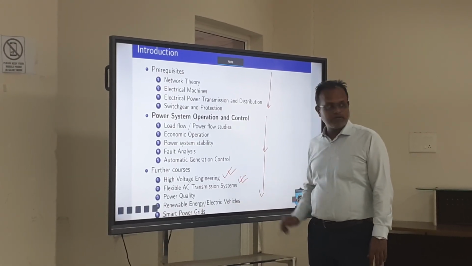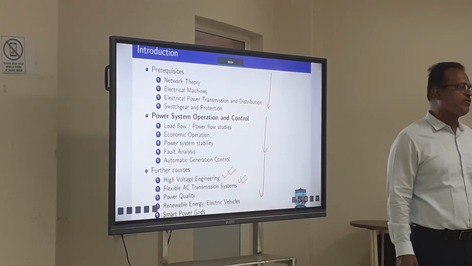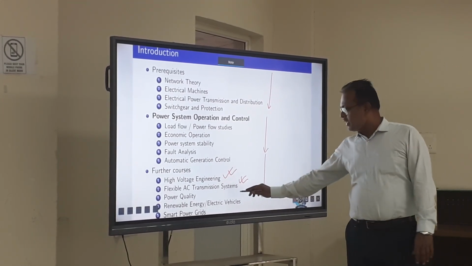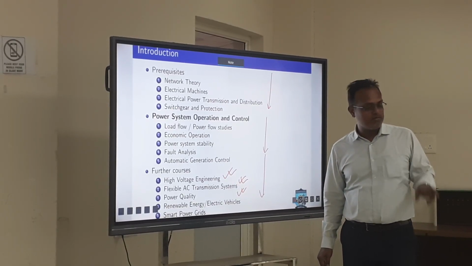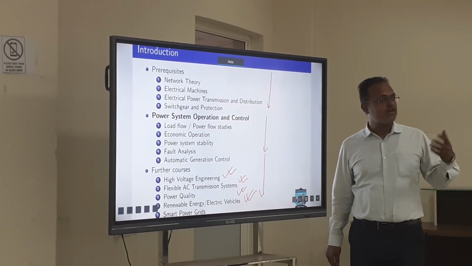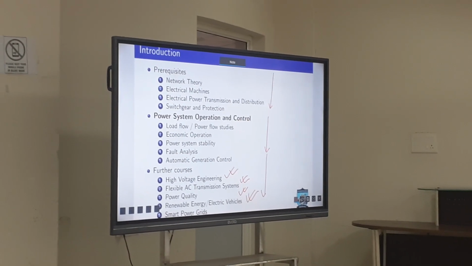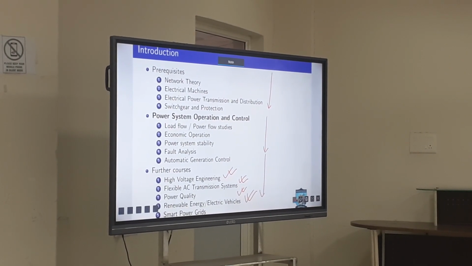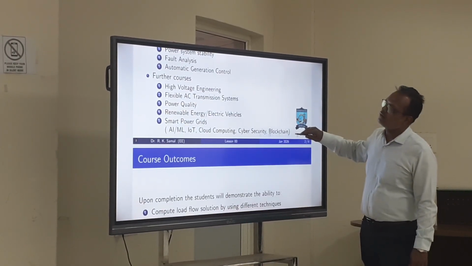Then FACTS. FACTS is about how to make the transmission system more efficient, in terms of reactive power consumption and real power consumption. Then power quality, which is more important when you integrate PV and wind into the system. Then renewable energy and electric vehicles. Nowadays there is a concept that if you have many electric vehicles with spare energy, then when there is a power cut, you can supply power from the EV itself. It is a theoretical possibility, but I think in some countries this happens. And finally, smart power grid.